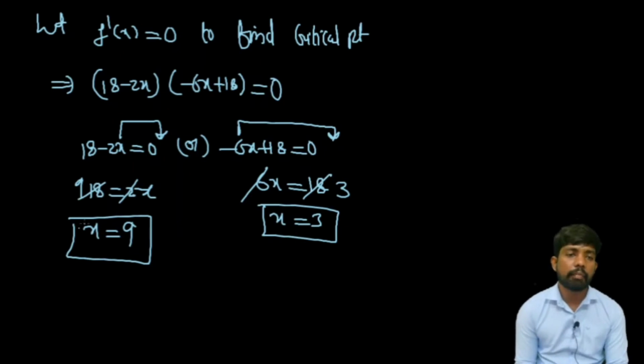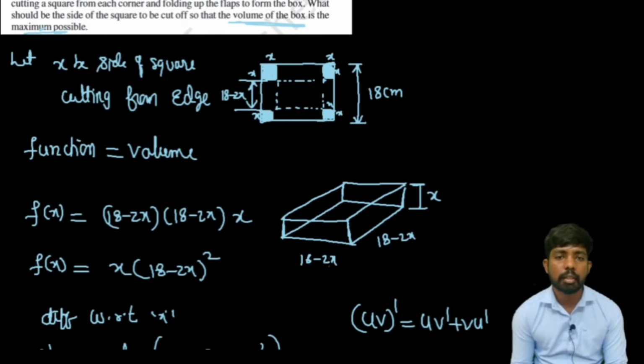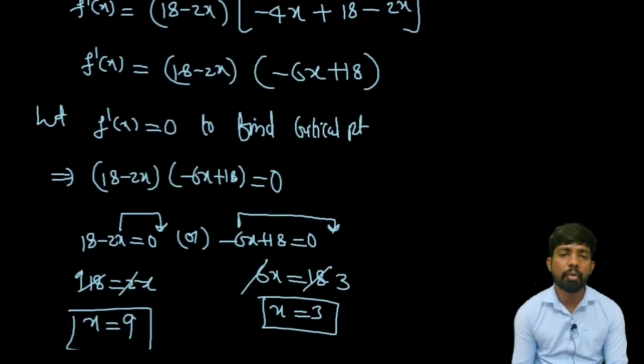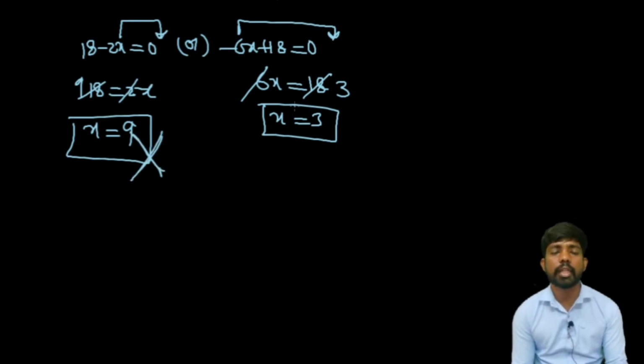Let me check. If x equals 9, then 18 minus 2x: substitute 9, 2 nines are 18, 18 minus 18 is 0. That means this distance is 0, so the box does not exist. Therefore, we will consider x equals 3.